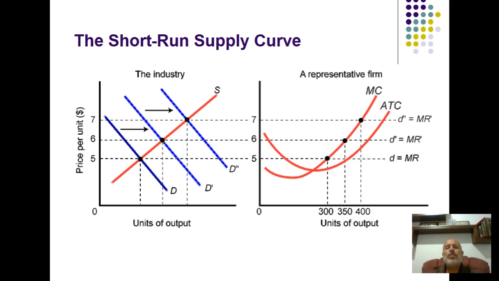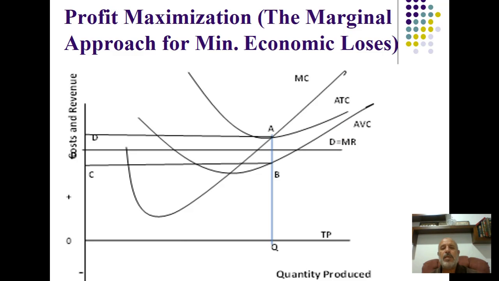This graph also shows how to draw the supply curve from the marginal cost curve, and it's clear that when the demand increases from D to D dash to D double dash, the price will increase from 5 to 6 to 7. So when the price is 5, the quantity supplied is 300, and when the price increases to 6, the quantity supplied is 350, and when the price increases to 7, the quantity supplied is 400. So this part we call the supply curve, and this is how to draw this supply curve. Again here, this graph shows what I explained before, how to reach the minimum losses or the maximum profit. This is the objective for the firm.